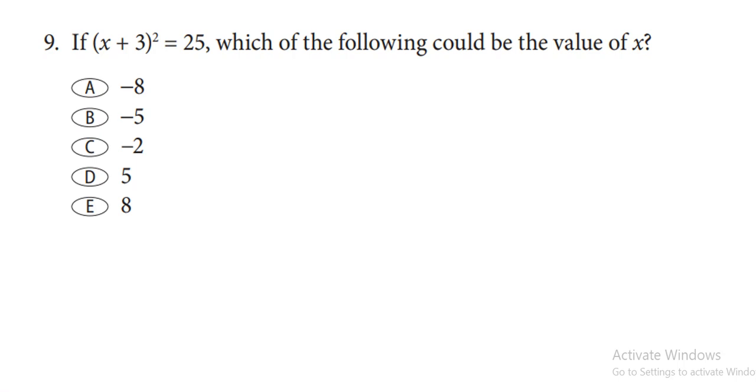If (x + 3)^2 = 25, what will be the value of x? So (x + 3)^2 = 25. That means x + 3 equals the square root of 25, that means plus or minus 5.